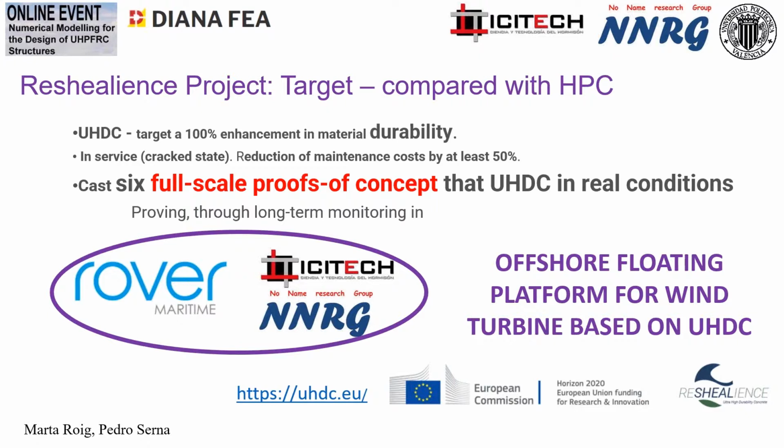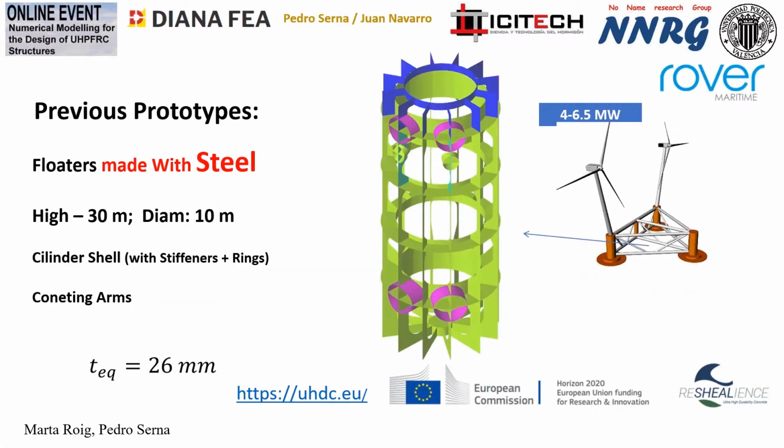And in this project, we had the idea to generate 6 prototypes, and we worked with Robert Maritime, our construction company, in designing a floater platform. The previous one was like this, made in steel, of course, with a design like this: an external shell and internal ribs and rings. Well, why can we do that with concrete?